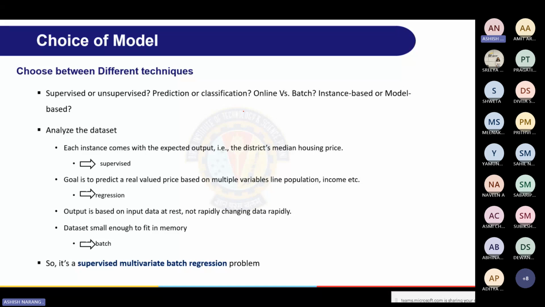The output is based on the input data, not rapidly changing data. The data set is small enough to fit in memory, so I can go with batch. If it is large data which cannot fit into memory, it will require a lot of time for training, so I can divide it into batches and then train. Basis this, I have to say what kind of problem it is.